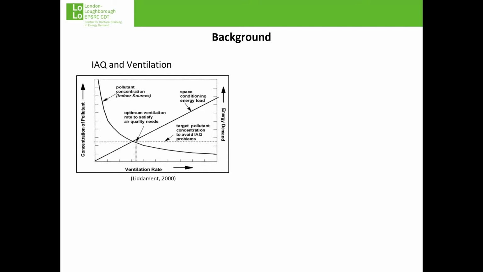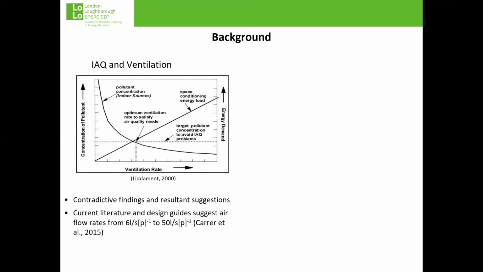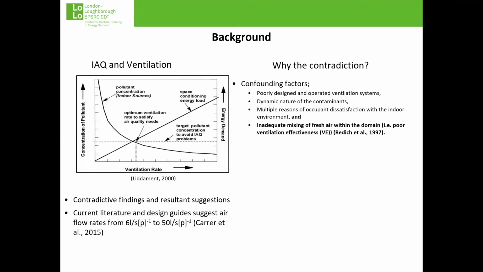That being said, there is an optimum trade-off point in ventilation rate, which satisfies both air quality and energy demand requirements. However, there are contradictory findings in the literature regarding optimal ventilation rates. As a result of contradictory findings, a wide range of ventilation rates is suggested for the ventilation design. The reasons for contradictory findings and suggestions are the confounding factors between the ventilation rates and indoor air quality.